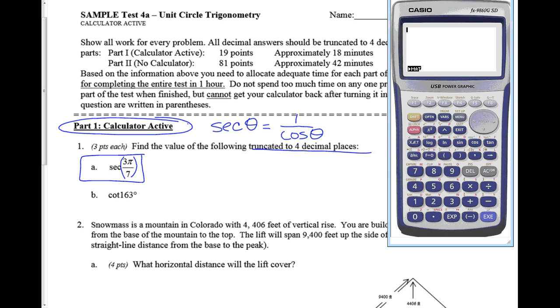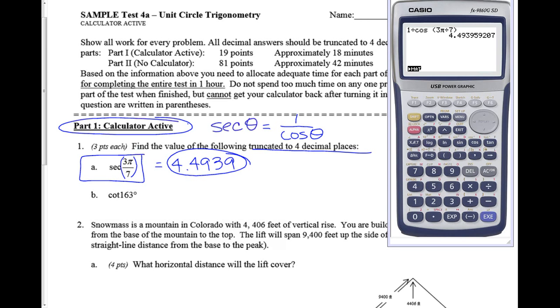When I turn on my calculator, I also need to realize that I need to be in radian mode. So whichever calculator you're in, just be sure your angle is set for radian mode. And we need to do 1 divided by the cosine. If it's TI, the parenthesis pops up. If it's Casio, you're going to have to type the parenthesis yourself. And it is 3 pi divided by 7. And there's my decimal version, 4.4939.